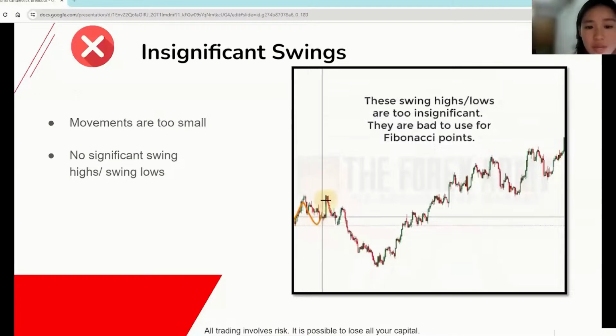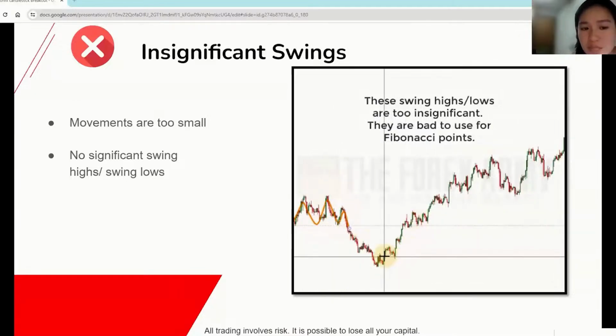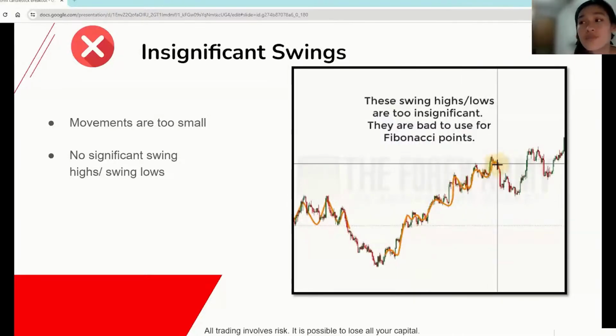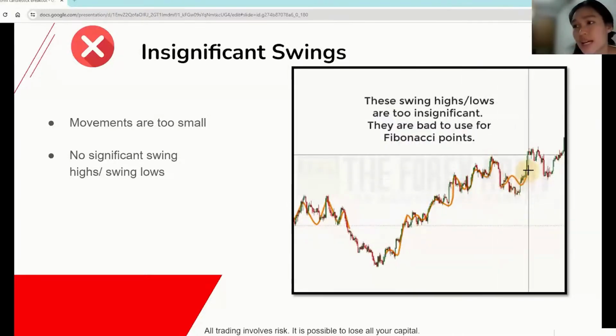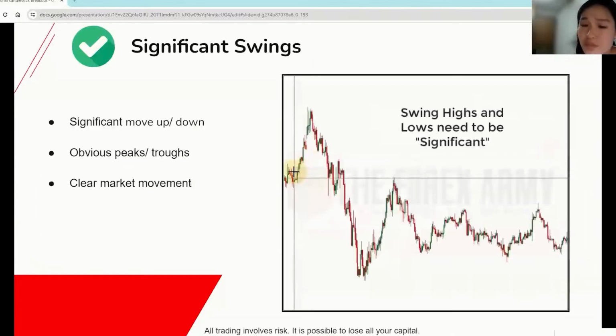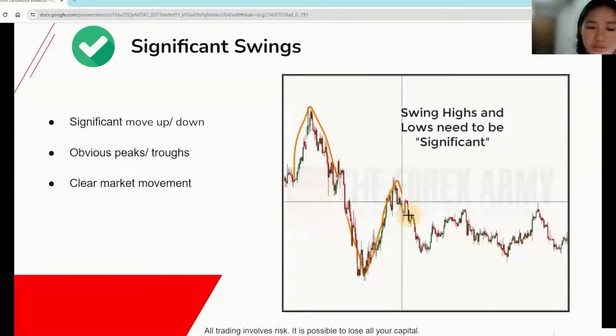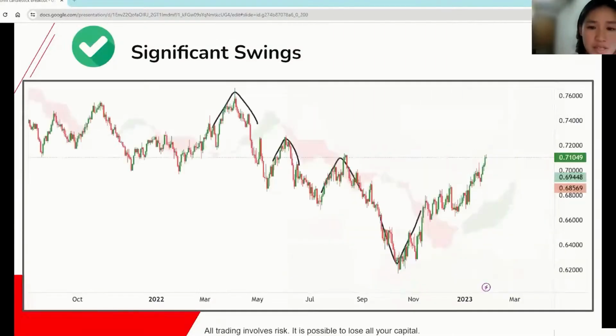So for example, here we have an insignificant swing. These are bad points to use for Fibonacci, and not just Fibonacci, but any kind of analysis as well. This is the kind of shape that we want to be looking for, with significant moves up and down. Here's another example, where I've drawn out exactly how clear your peaks and troughs should be.